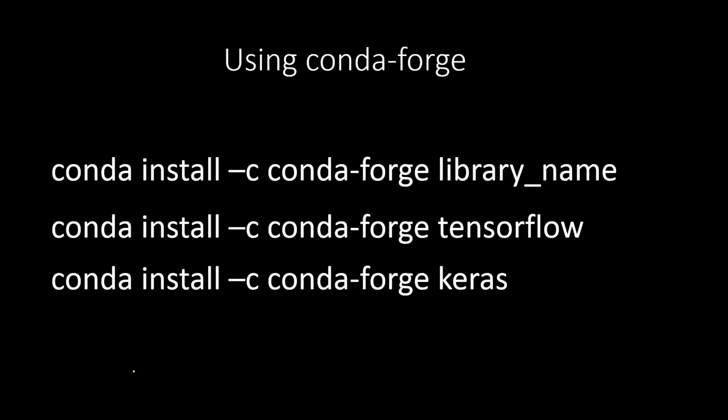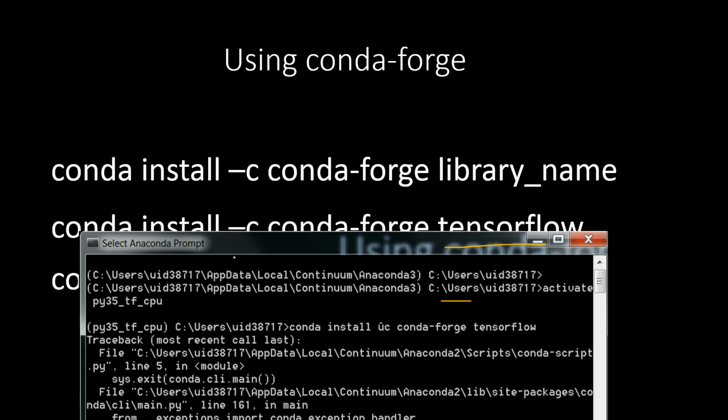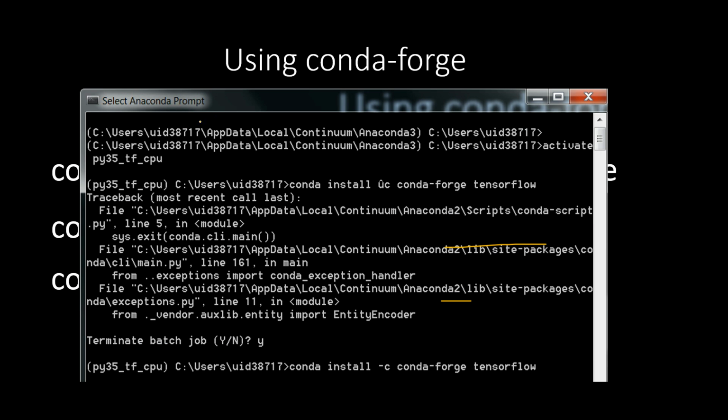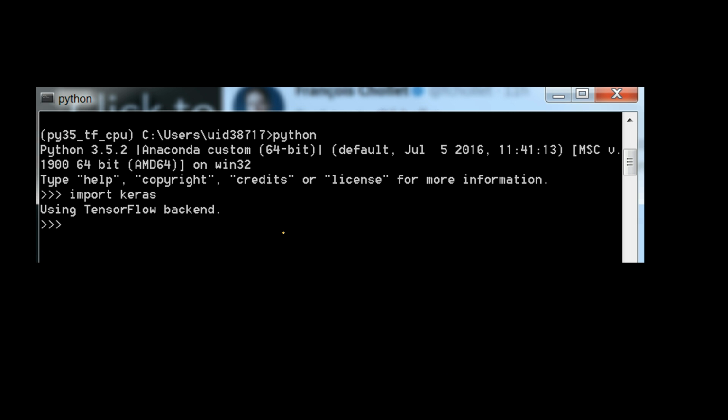One easiest way is using conda-forge if you have Anaconda installed. You can do conda install -c conda-forge library name, and for example, this library name could be anything like TensorFlow or Keras, and you can type this command and install it. And this is an Anaconda prompt snippet where I installed TensorFlow using this command, conda install -c conda-forge TensorFlow. So once you have installed TensorFlow and Keras, when you import Keras, it will give its backend. If you're using Theano, it will say using Theano. If TensorFlow, it says using TensorFlow backend.